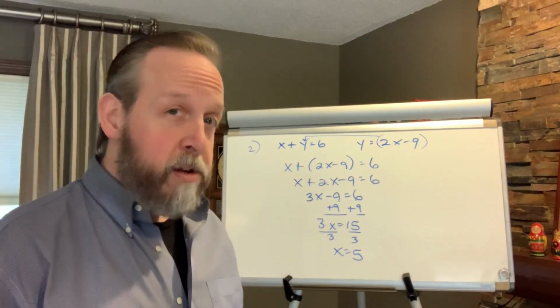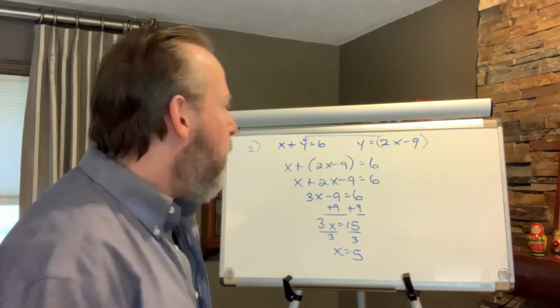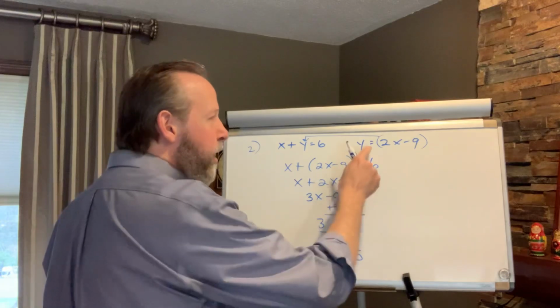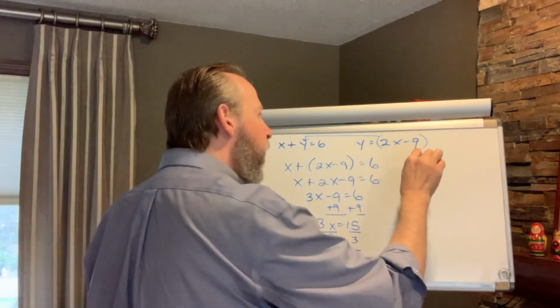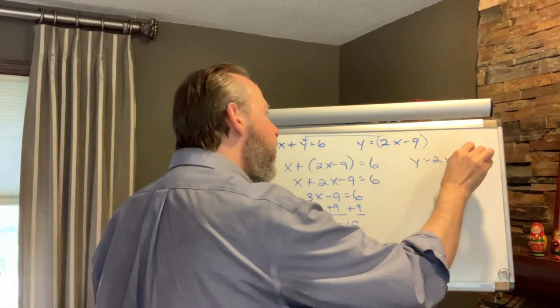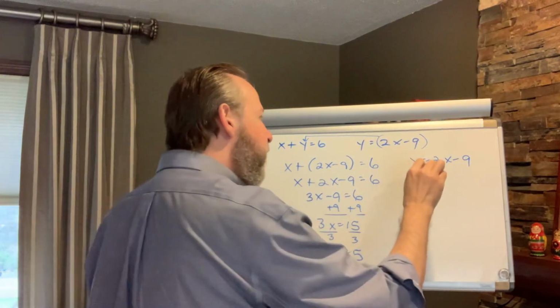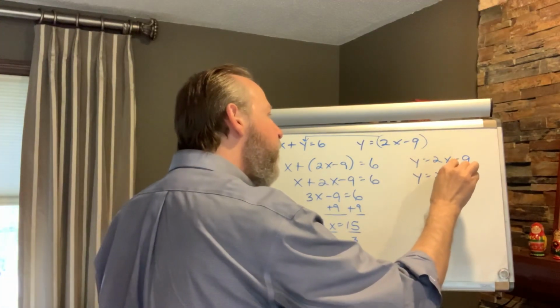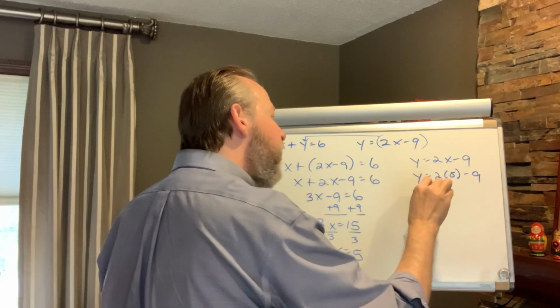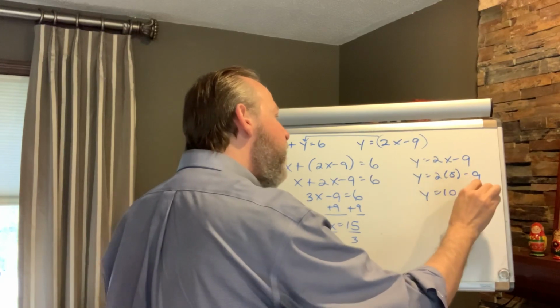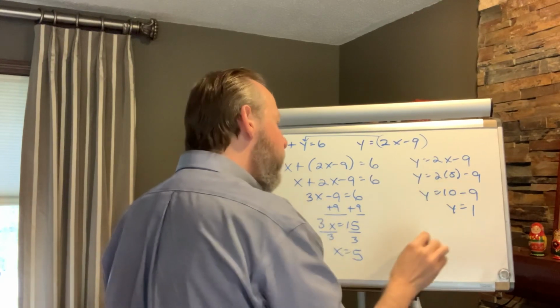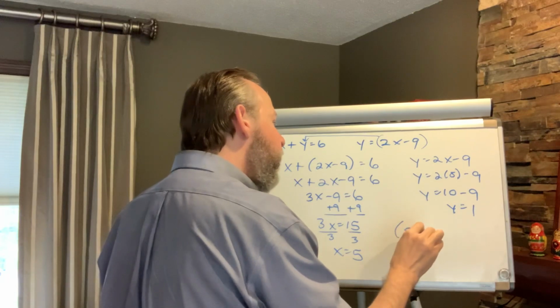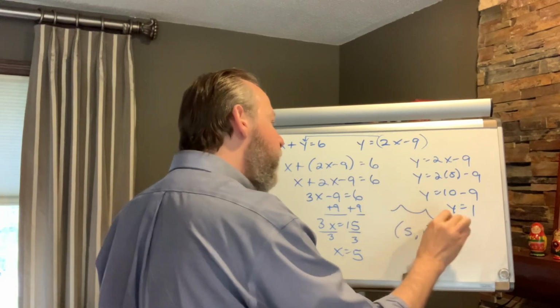Remember that the coordinate is the solution, not a single value. I need to find out what y is. And right here, it actually identifies what y is equal to, 2x minus 9. So I'm going to use the number 5 as x, 2 times 5, minus 9, that's 10 minus 9, that's 1. My solution is the coordinate 5, 1.